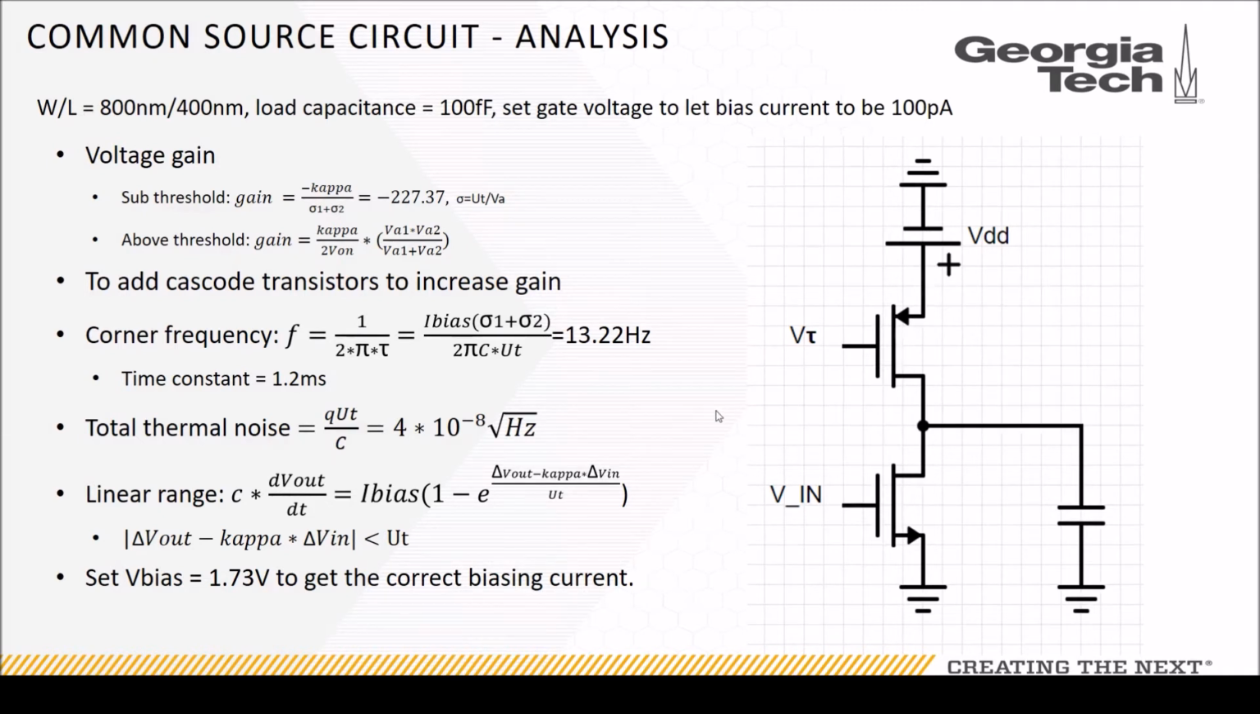And to increase our gain, we can add more cascode transistors to the NFET and PFET. For the linear range part, we have our differential equation for the capacitor, and we want to eliminate the exponential to linear so that we can keep the linear range. So the linear range should be like this, where the denominator part is less than the UT.